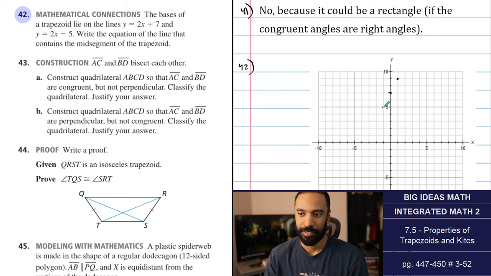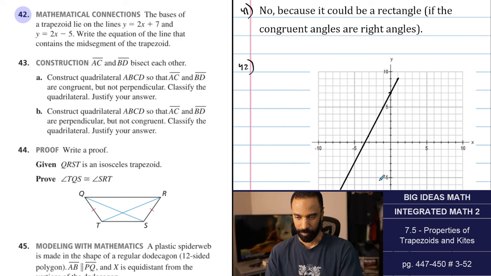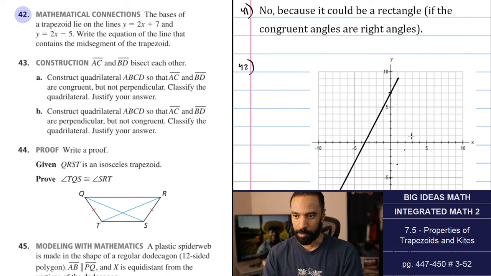You know, right here. Here's one of the bases. One of the bases is here. The other is on 2x minus 5. Something right here.